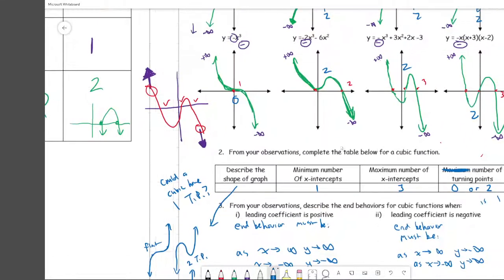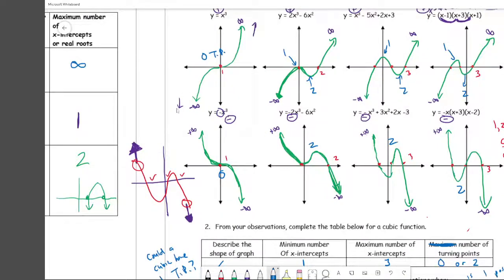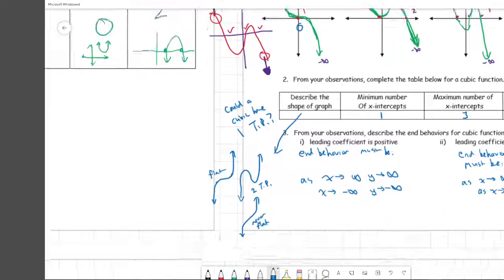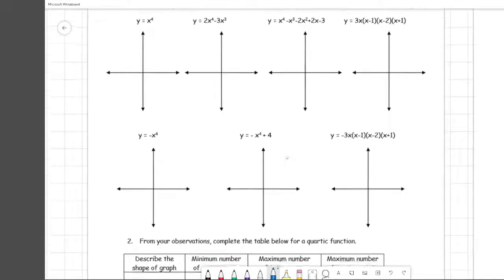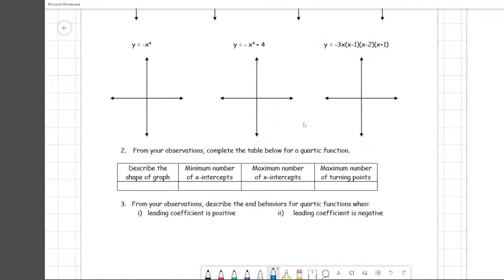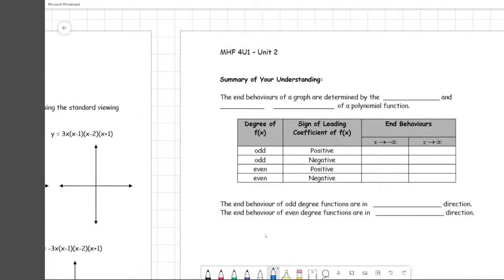Make some observations about its end behavior, about the number of turning points that you see, about the number of intercepts that you see, and then try and fill this out. Then tomorrow, or when next time we get a chance, we'll confirm that it's right. Or you can check the answers in the notes too, that's fine. But try and do it on your own. That's the way you're going to learn it best.